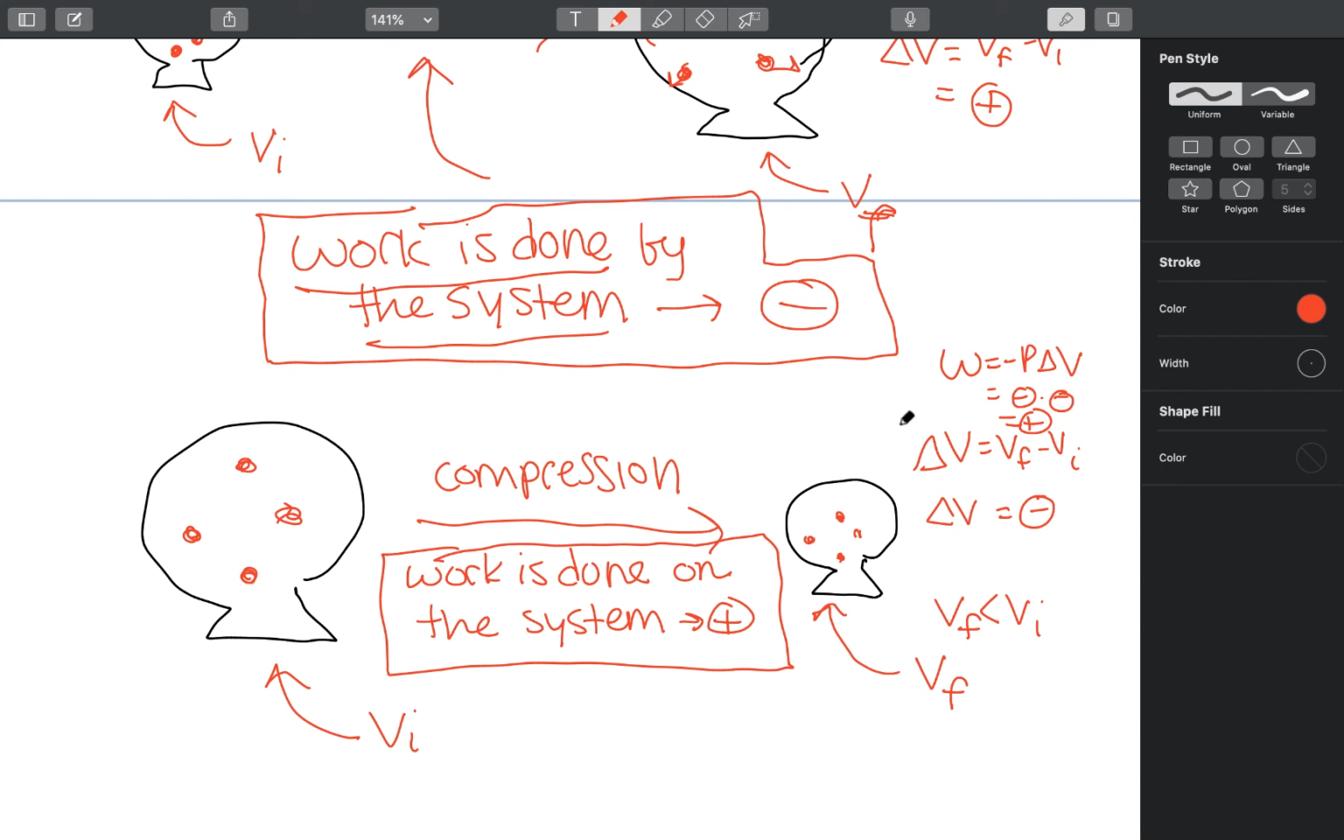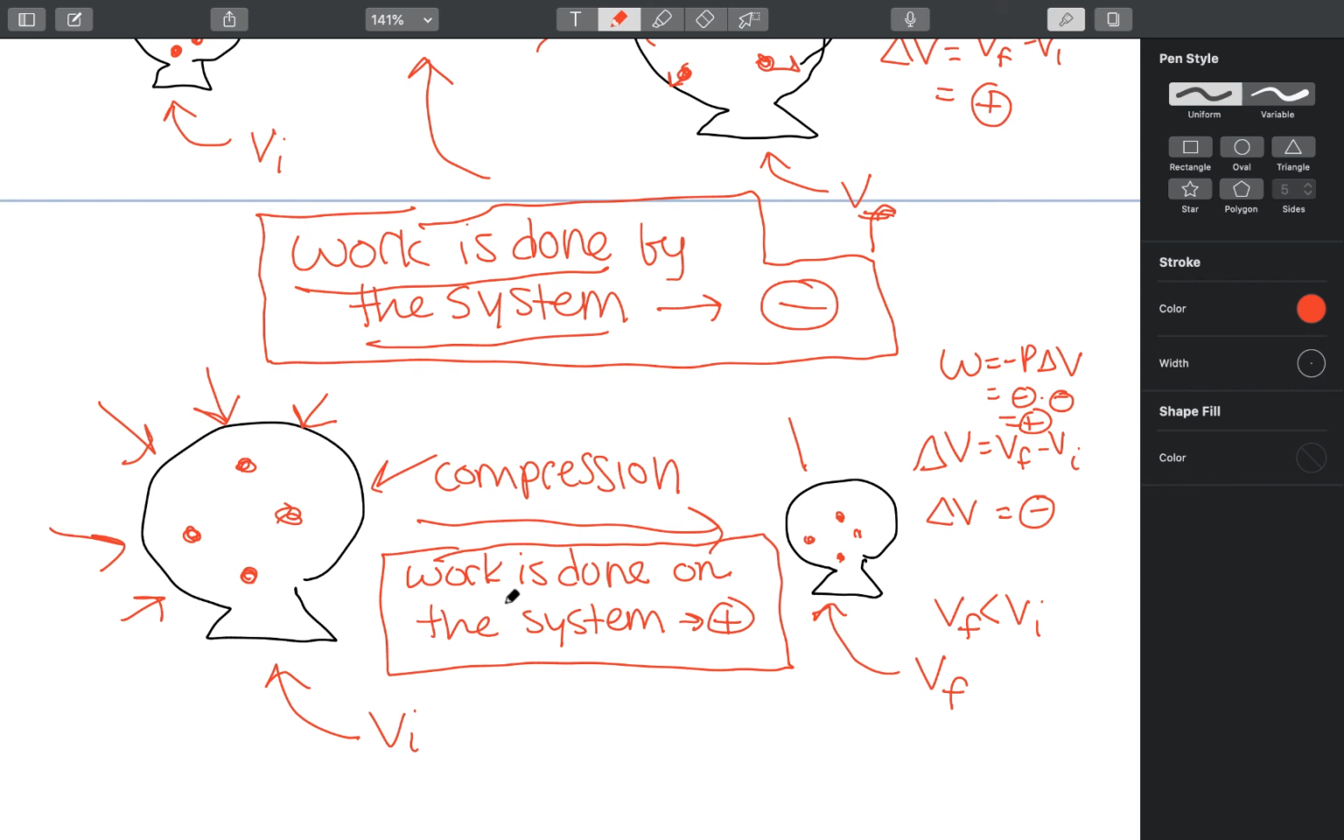And this should make sense to you, because in this case, the atmosphere is pushing down upon the balloon. Therefore, the atmosphere is inputting energy into the balloon. Therefore, work is done on the system, and work is positive, increasing the internal energy of the system.